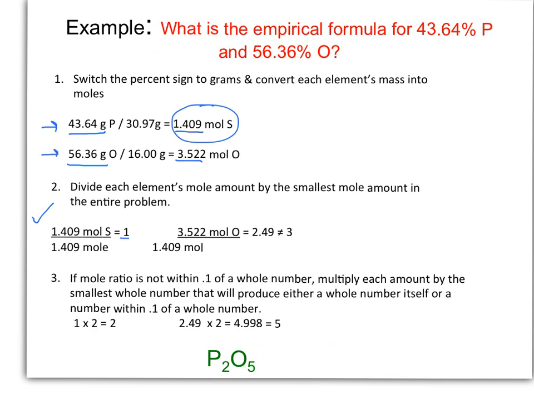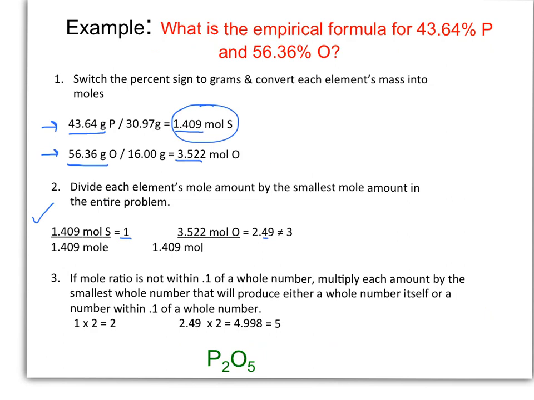That means I get a 1 for sulfur. But this time, when I divide 3.522 by 1.409, I get 2.49. And that 4 is not within a tenth of a whole number. It's almost 5/10 away from a whole number. So we cannot round that up to 3 or round down to 2. We are going to have to do that fourth optional step, multiply till whole.